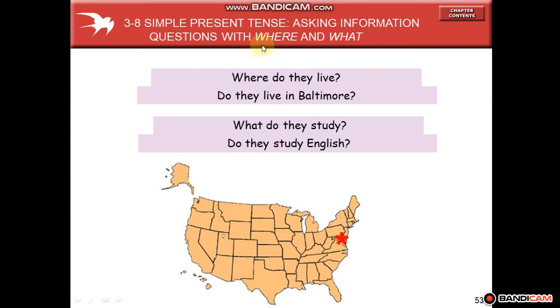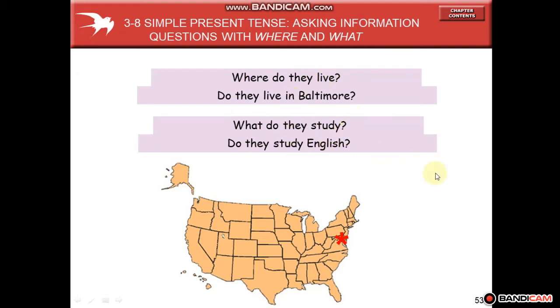Now the subtopic changes here. Asking information questions with where and what. Now we are going to land into long interrogative sentences here. We call them WH questions, or even how questions. How is also considered in this category, although it doesn't start with WH. Where do they live? Do they live in Baltimore? Where do they live? See, a question word has been added here. What do they study? Do they study English?